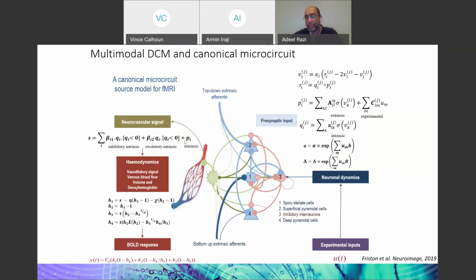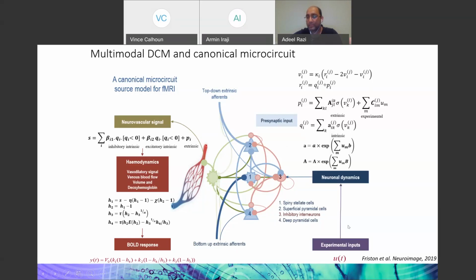Again, there are a lot of parameters and a lot of equations here, but it's very simple. Again, what we have here is two sets of differential equations. One is neural dynamics, and the second set of differential equations shows hemodynamics. And these two sets of differential equations are coupled by a linear neurovascular signal.